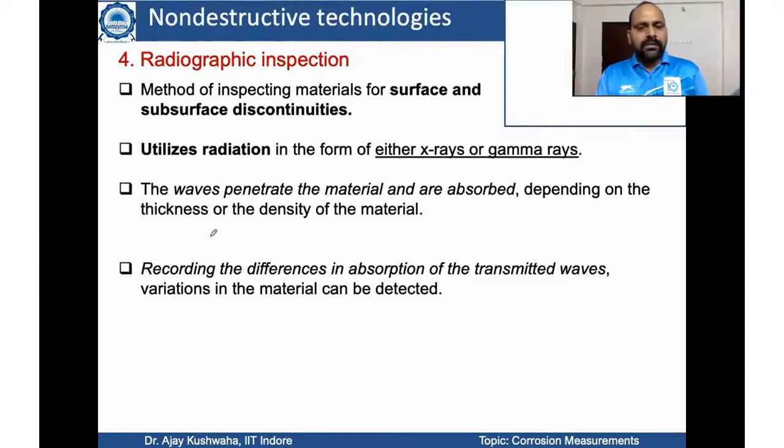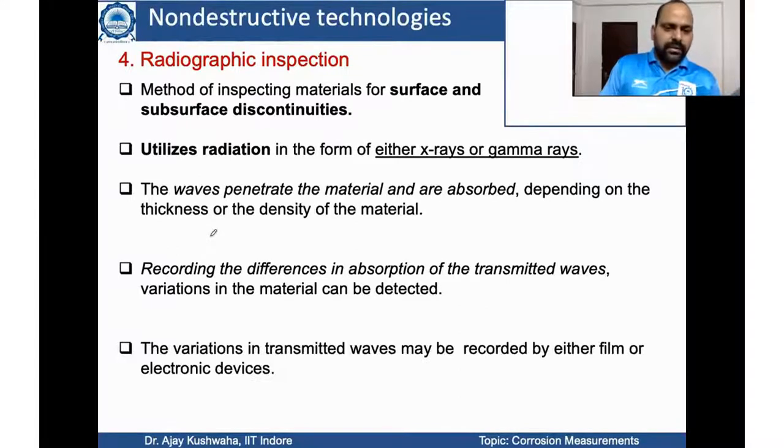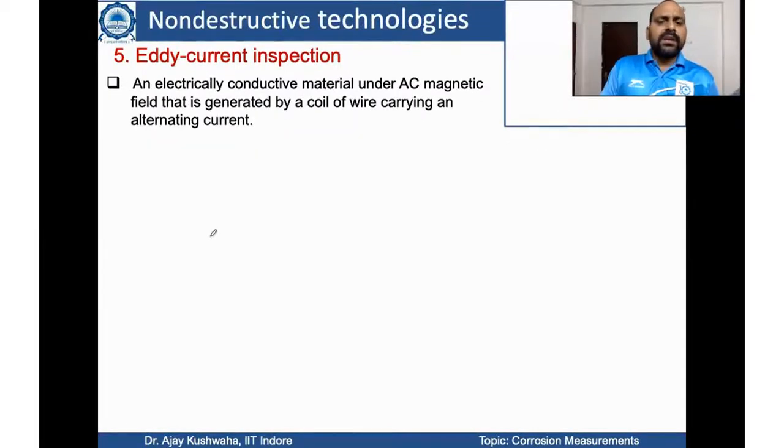So by recording the differences in absorption of the transmitted wave, variation in the material can be detected. The variation in the transmitted wave may be recorded by either film or electronic devices, and then it can be analyzed. Next is the Eddy current.